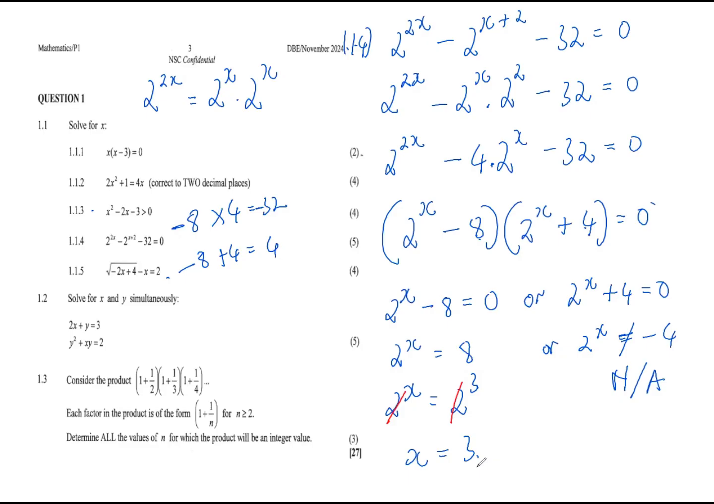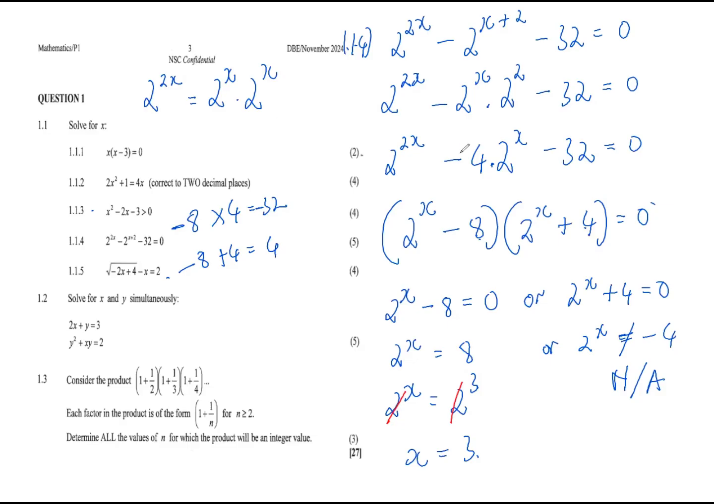So we only have one solution there. Our x is equal to 3. There is no solution for this one because it's negative, and then there is no exponent that produces a negative value. Now, this is one way in which you could have done that for 5 marks, right?